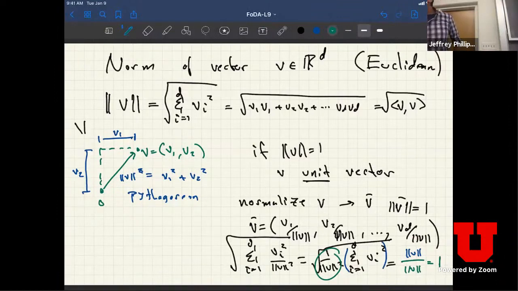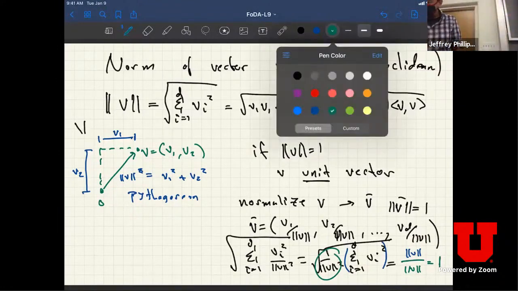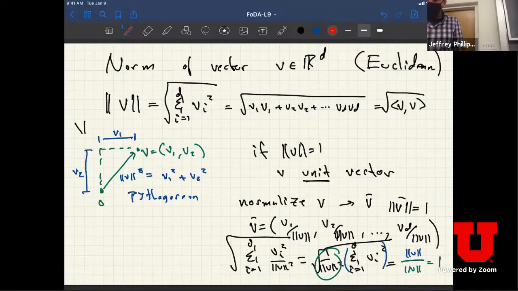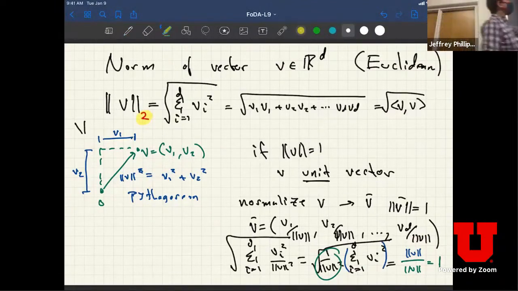Okay, so this is an example of a norm. If I say just the norm of a vector, this is what I'm going to mean. However, this is actually a special case of a norm called the 2 norm. If I say a norm, I don't always write this 2 here, but there's implicitly a 2.